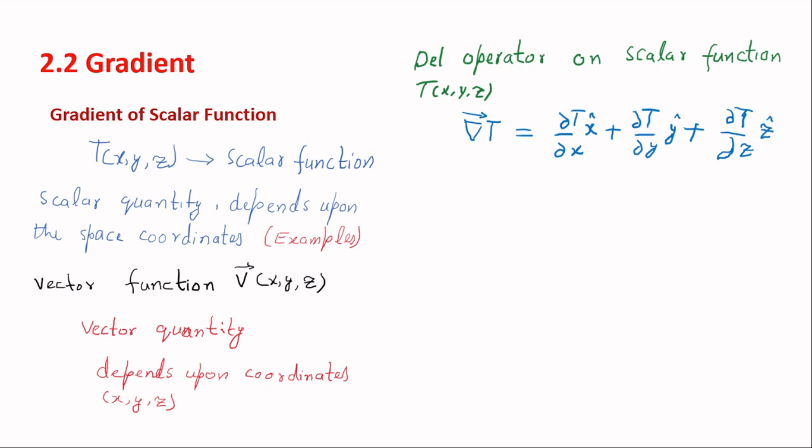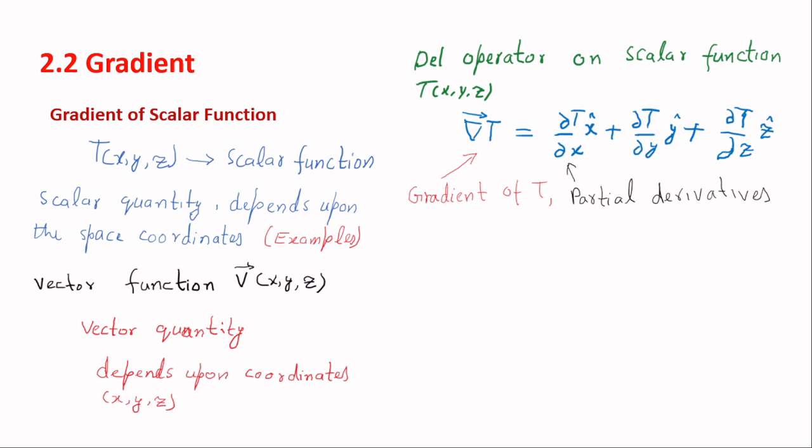Del T is called the gradient of T, and it is defined as ∂T/∂x times x cap plus ∂T/∂y times y cap plus ∂T/∂z times z cap. And these derivatives are the partial derivatives. So you must know the difference between partial derivatives and ordinary derivatives.